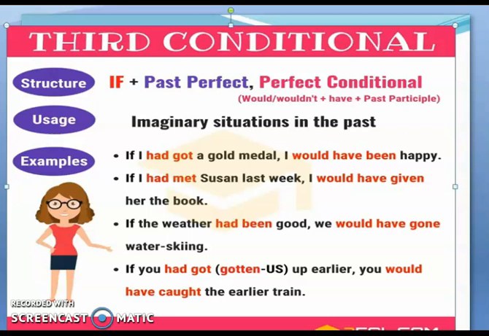Look at the second example. If I had met Susan last week, I would have given her the book. In this sentence, if I had met is the past perfect tense that we are using in the conditional clause. Would have given is the perfect conditional that we are using in the main clause. Look at the third example. If the weather had been good, we would have gone. Had been is the past perfect tense. Would plus have plus gone shows you the perfect conditional tense.